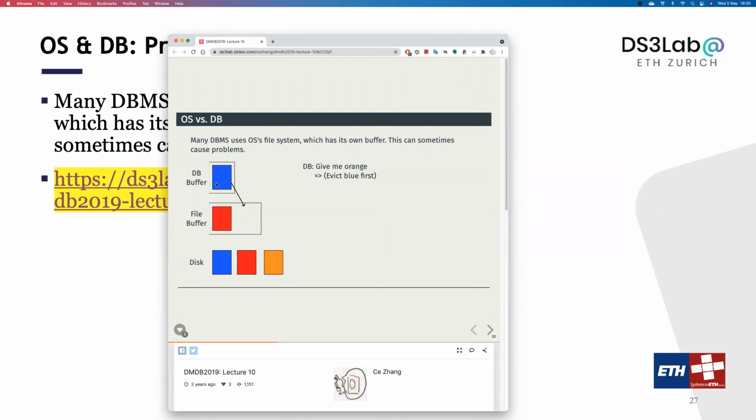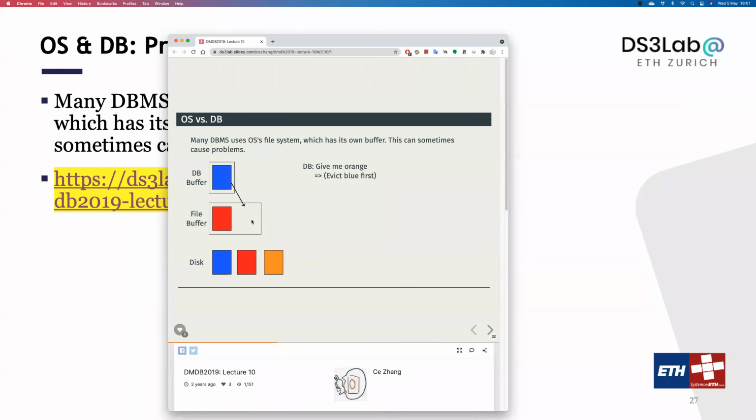Oh, no. Essentially, when the database says give me orange, it needs to evict the blue one to make space for the orange. When you evict the blue one, if you have updates on it, the file system is going to put that into the file buffer. Why? Because when you write something, the default behavior is that you have the write buffer from the file system. The file system will try to batch all the writes together to minimize the I/O, so when you write something to the file, that won't be immediately flushed to disk.